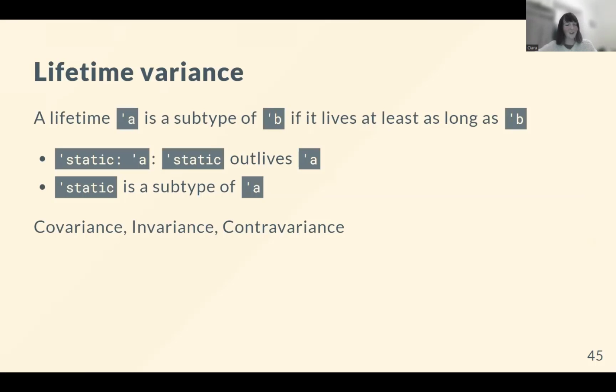The last big topic that ties into that is this idea of lifetime variance. So a lifetime, for example, A, would be considered a subtype of B if it lives at least as long as B. So static, for example, outlives A, which means that static is a subtype of A. And that then leads on to the final concept that he brings, which is covariance, invariance, and contravariance, which were not concepts I had come across until I read this chapter.